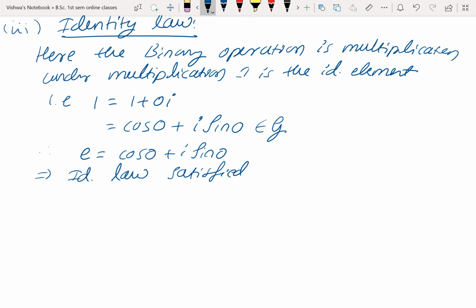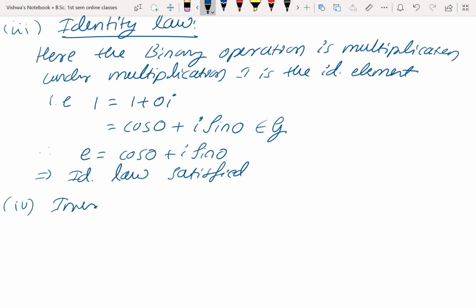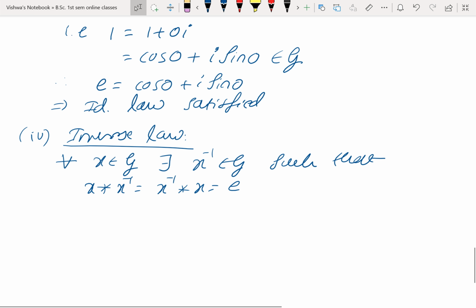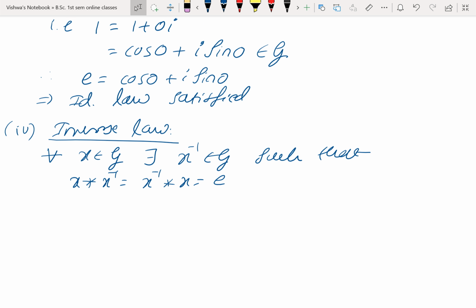Then the fourth one is the inverse law. So here the general statement of the inverse law is, for all x belongs to G, there exists x inverse belongs to G such that x star x inverse equal to x inverse star x equal to the identity element e. Then here the numbers are of the form cos theta plus i sine theta. Then we need to find the number in the form of cos theta plus i sine theta which is giving the product as 1, right?